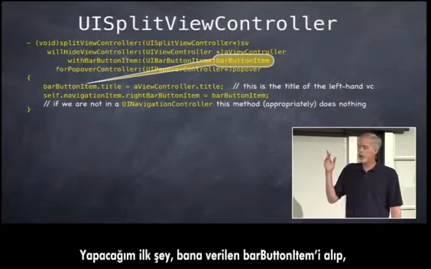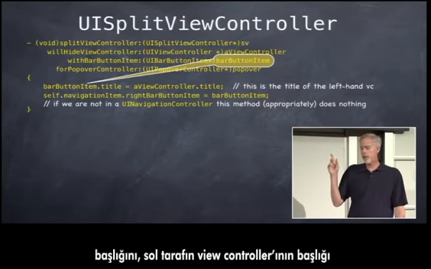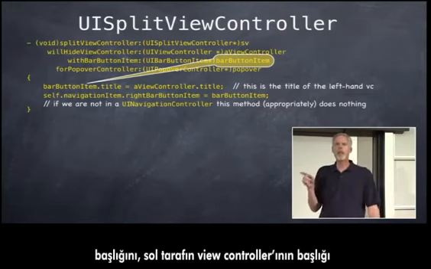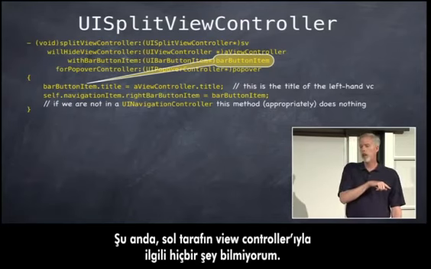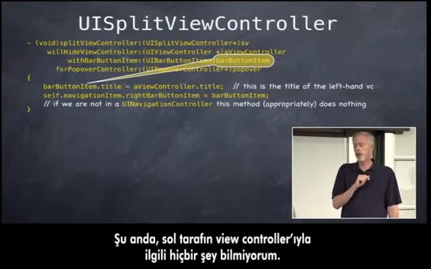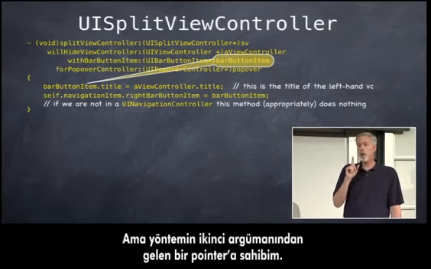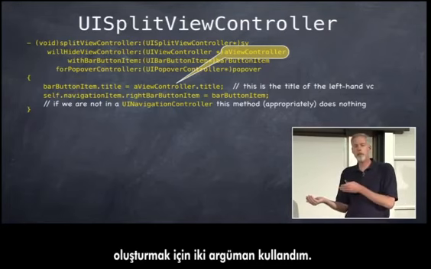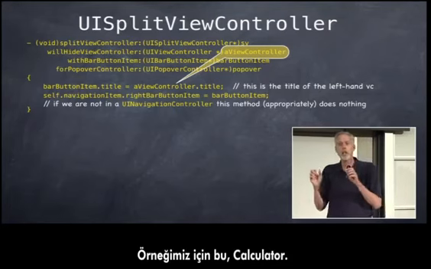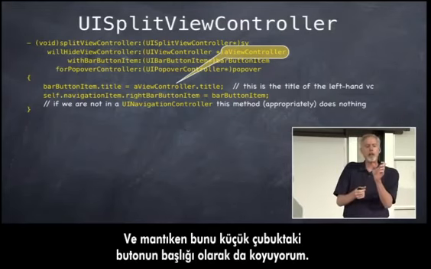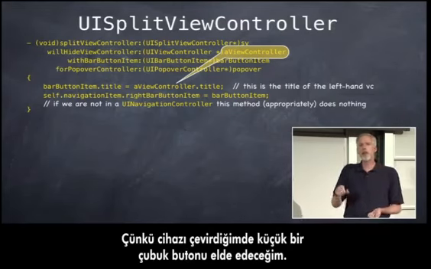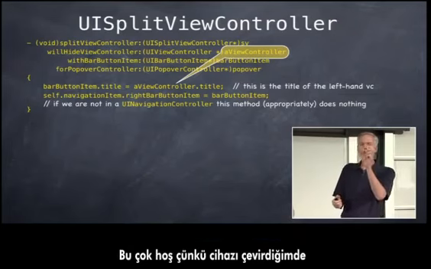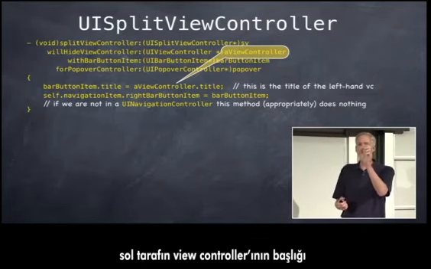The very first thing I'm going to do, I'm going to take that bar button item that it gave me, and I'm going to set its title to be the title of the left-hand view controller. Now, I said I don't know anything about the left-hand view controller. That's true, but I do have a pointer to it because it comes as the second argument to this method. So you can see I've used the two arguments to just take the title of my left-hand view controller, whatever it might be, calculator, for example, and I'm putting it as the title of the little bar button, which makes sense, right? Because when I rotate the thing and now I have a little bar button, it'd be nice if the title of that bar button is essentially the title of the left-hand view that got taken away when I rotated.